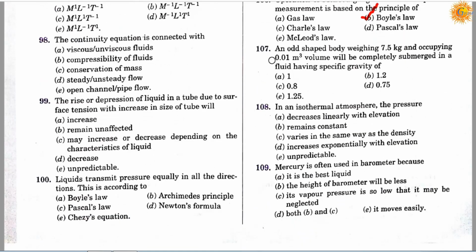Question number 107. An odd shaped body weighing 7.5 kg and occupying 0.01 meter cube volume will be completely submerged in a fluid having a specific gravity of: option A, 1; option B, 1.2; option C, 0.8; option D, 0.75; and option E, 1.25. So the correct answer is D, it will be 0.75.